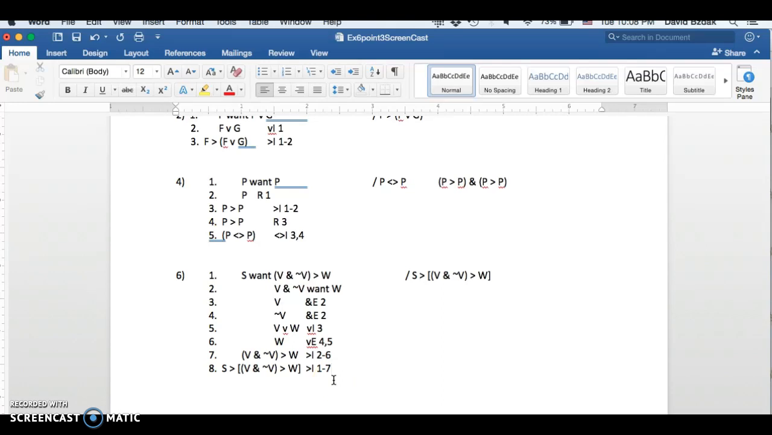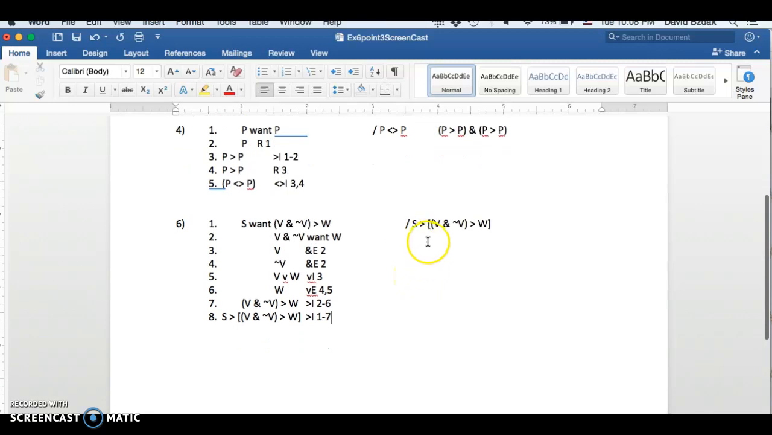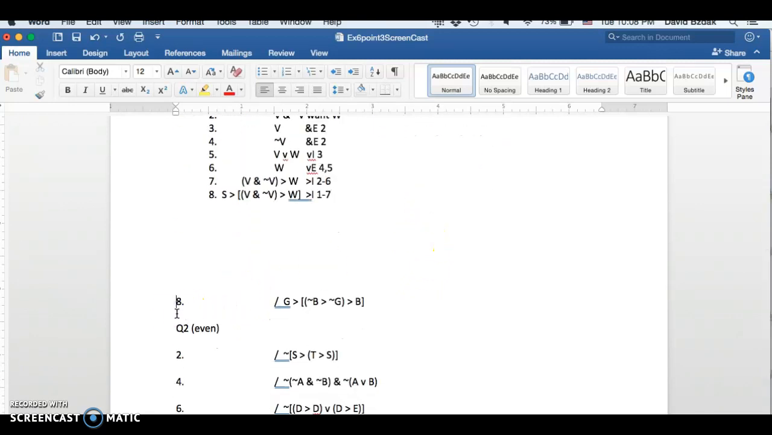So there's not really anything new here as far as applying rules or new rules or anything like that. The main trick here is that since you have no premises, you have to start with something that gives you an assumption. So conditional introduction, or like I said, one of the negation rules.